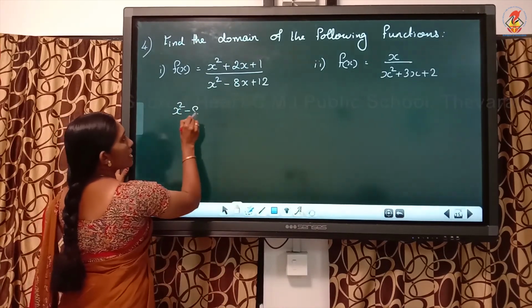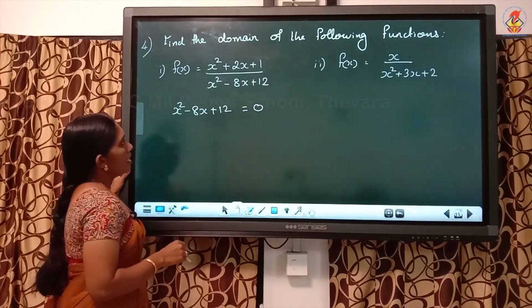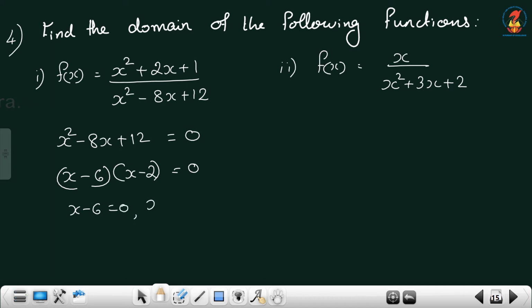x square minus 8x plus 12 equal to 0. Factorize. Product 12, sum minus 8. So I can write (x minus 6) into (x minus 2). Okay. That means x minus 6 is 0 or x minus 2 is 0. So x is 6, 2. So when x is 6 or when x is 2, this denominator becomes 0, isn't it?